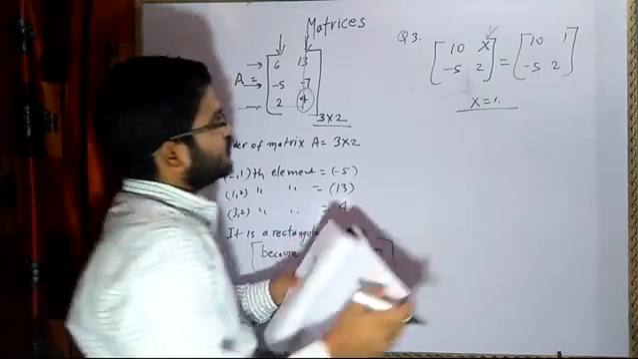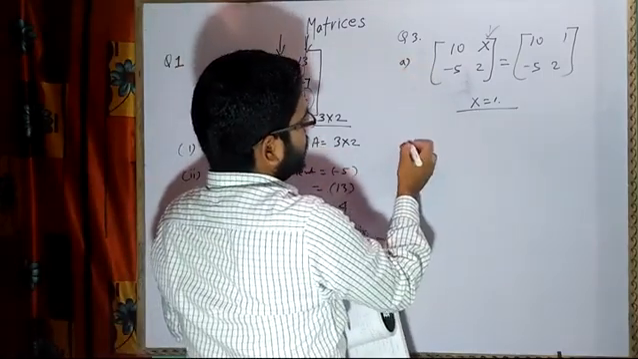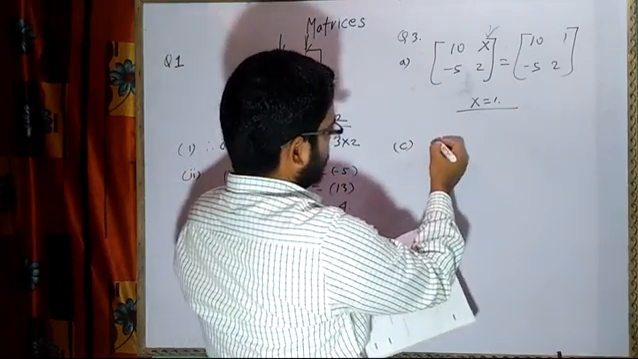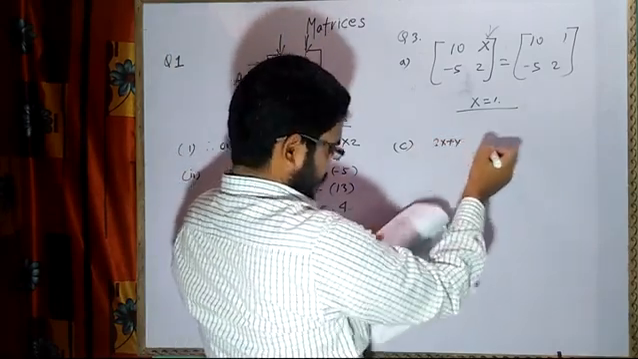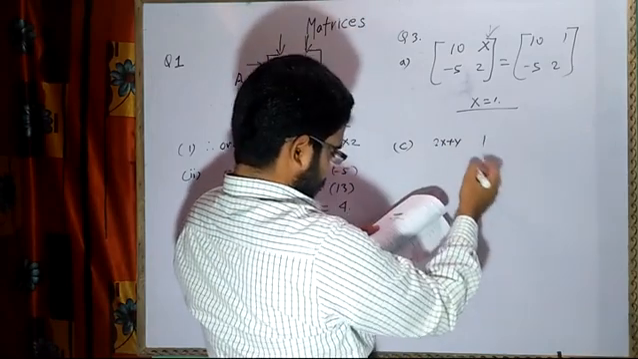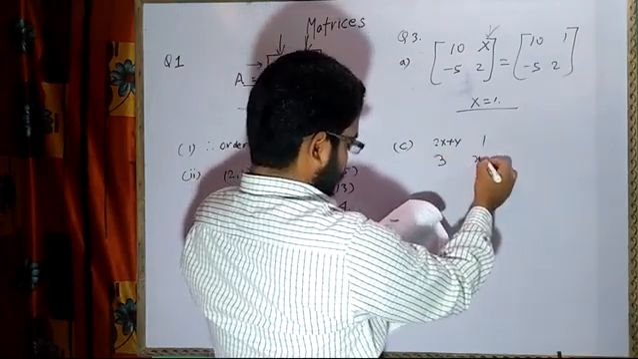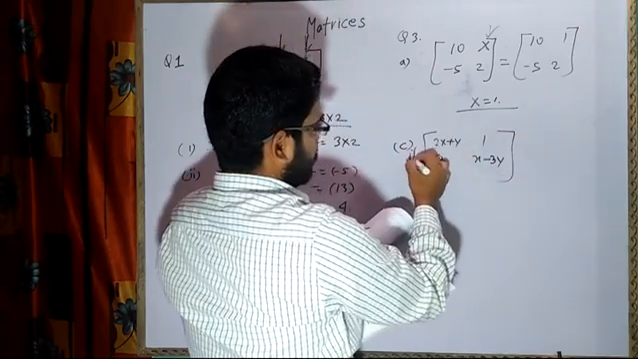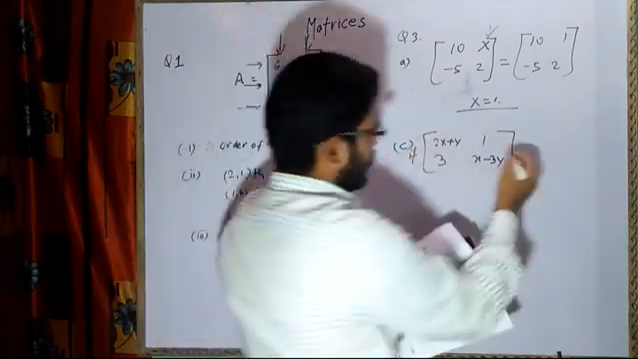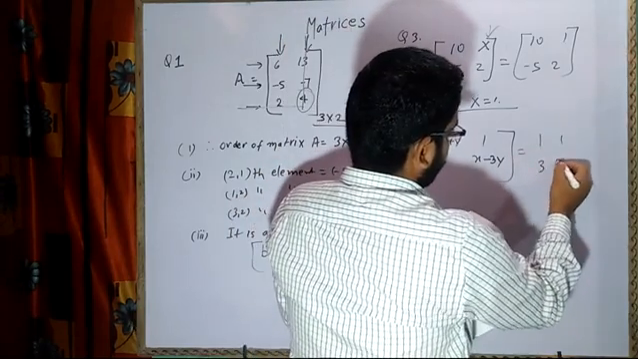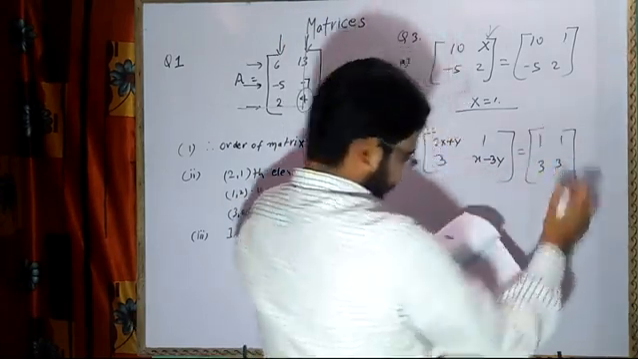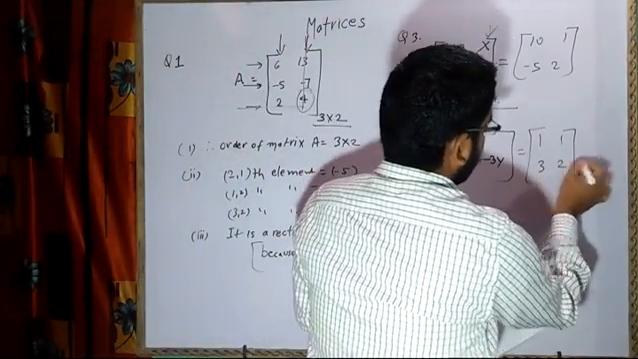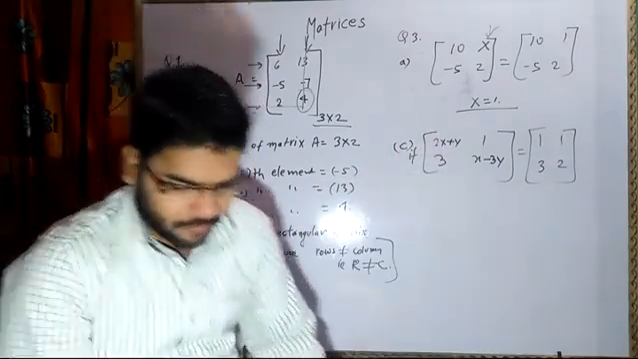Now let's take question number 3, that was the A part. Let us take the C part. Here it is given: if 2x plus y and 1, then 3x minus 3y. If this matrix is equal to 1, 1, 3, 2, then find the value of x and y.